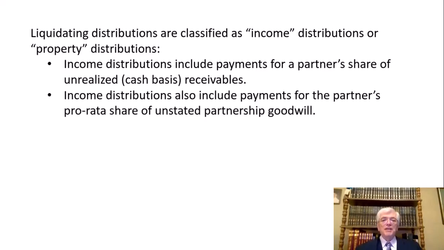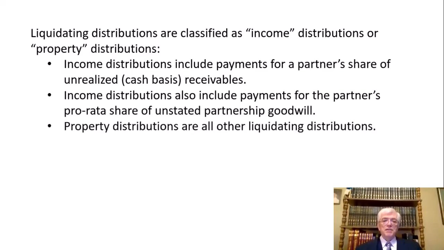Essentially, you've earned that money through your partnership activities. You just haven't converted it into money yet. So those are income distributions, and property distributions are all other liquidating distributions. Once you've taken care of your unrealized receivables and your pro rata share of unstated partnership goodwill, everything else is a property distribution. Remember what we said about hot assets.